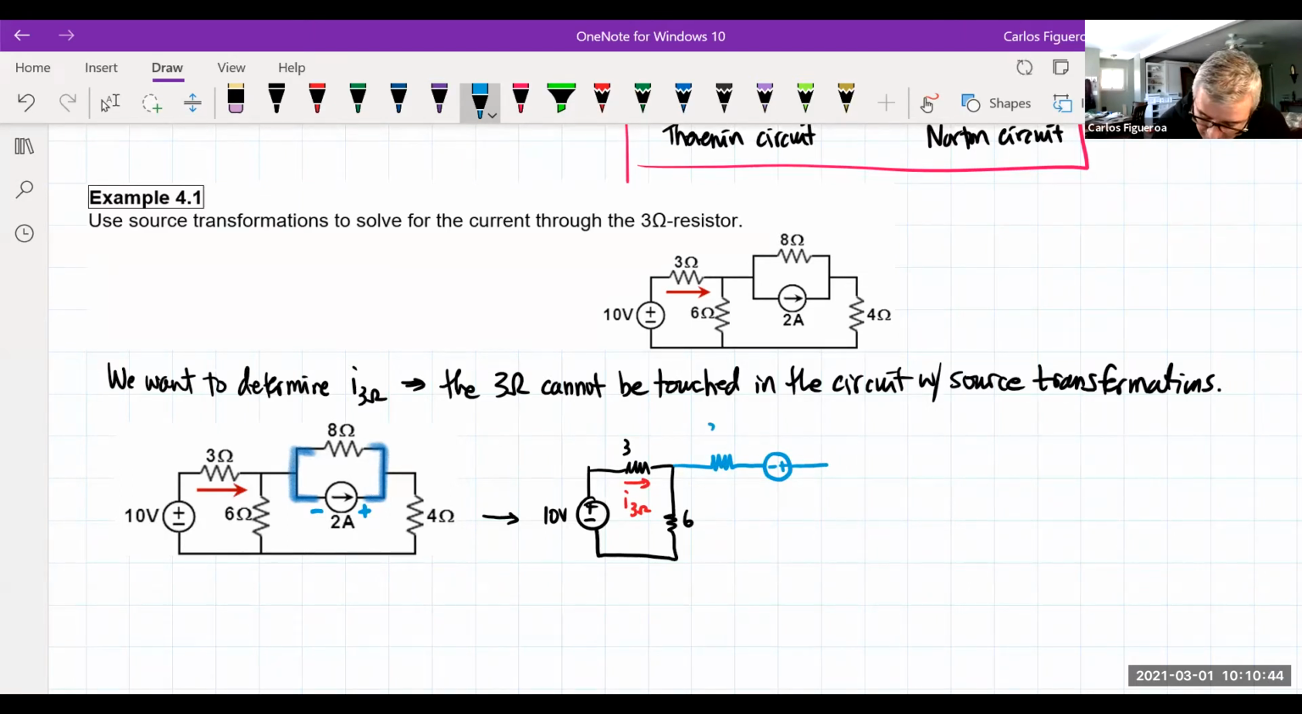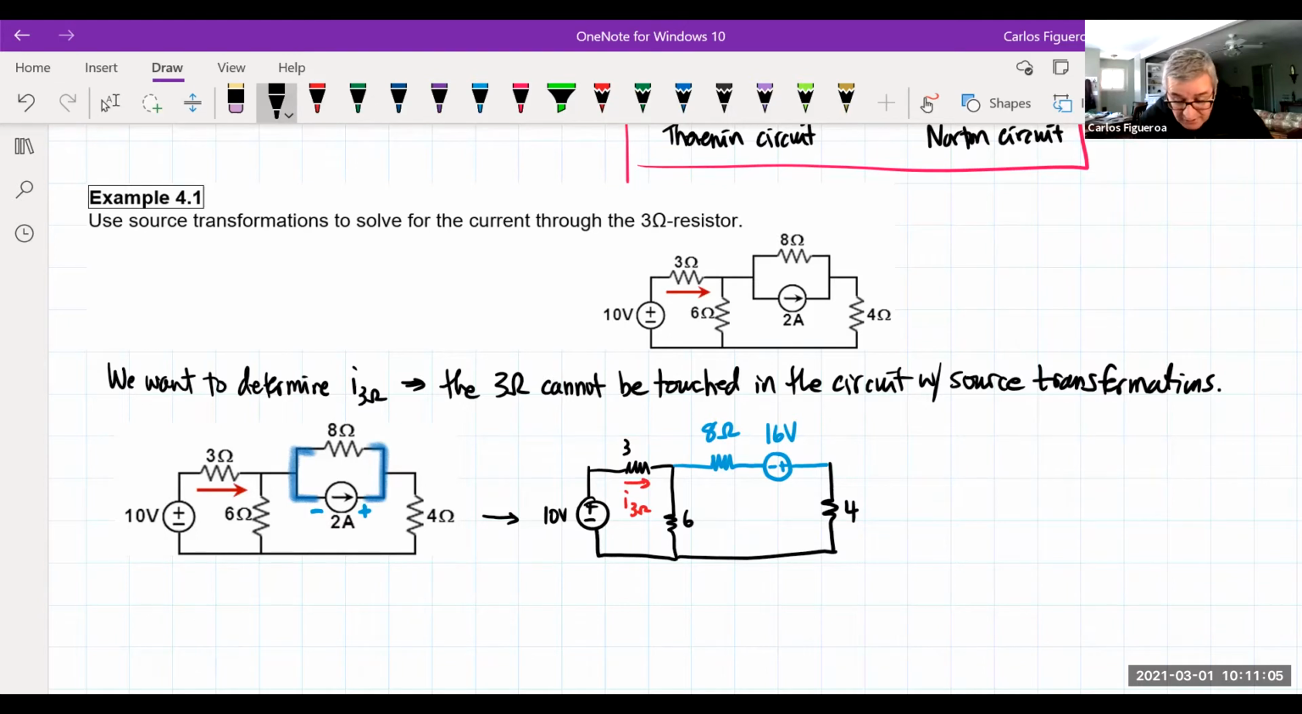So then this is my 8 ohm, and then I just apply Ohm's law. How do I get the voltage? Using a resistance and a current, I multiply them together. So this is going to be 16 volts. And then I get my next resistor, which is right here. So I just did a source transformation.